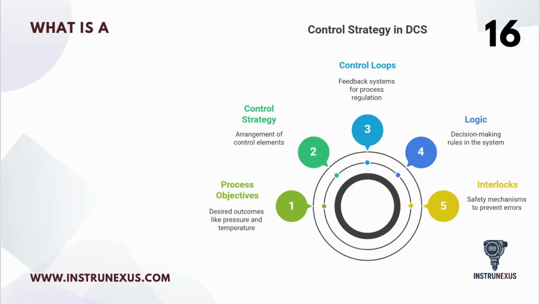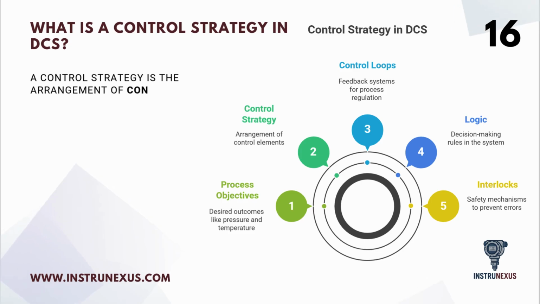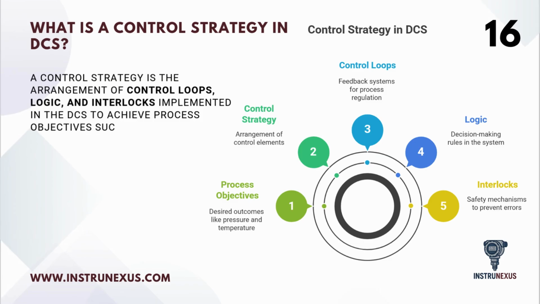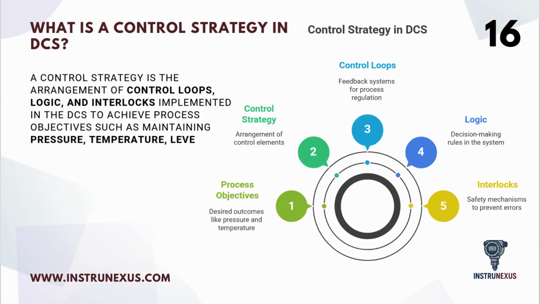What is a control strategy in DCS? A control strategy is the arrangement of control loops, logic, and interlocks implemented in the DCS to achieve process objectives such as maintaining pressure, temperature, level, and flow at desired set points.